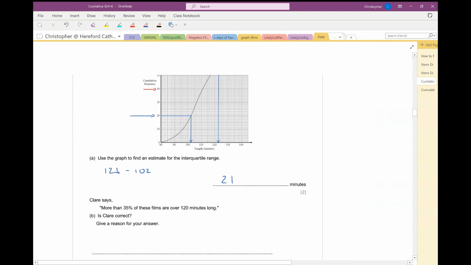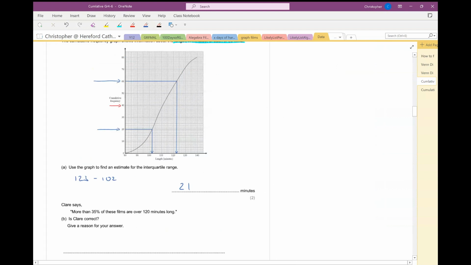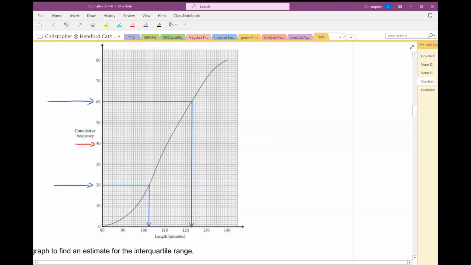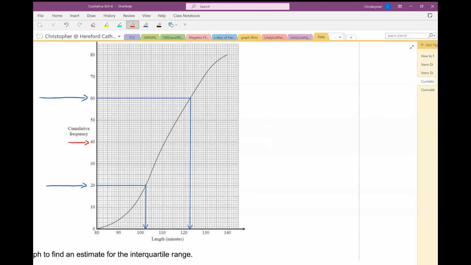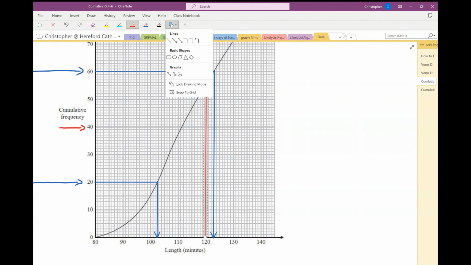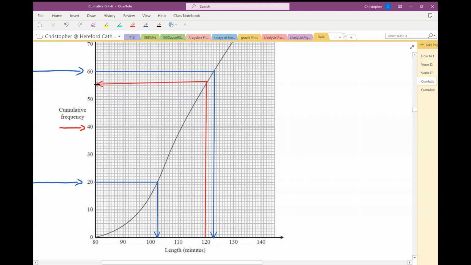Okay, now Claire says more than 35% of these films are over 120 minutes long. Is she right? Well, let's see how many of the films are over 120 minutes long, shall we? So, change my colour. I need to find the films which are over 120. Right, let's zoom in a bit here. Over 120. So I'm going to go 120. Let's read off how many films are under 120.